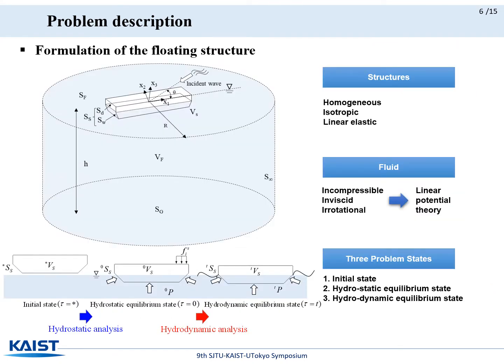Let me explain the problem description and assumptions. The left figure shows the problem description considered in this study. It is assumed that the floating structure has a homogeneous, isotropic, and linear elastic material, and the fluid flow is incompressible, inviscid, and irrotational. Thus, the potential flow theory can be used. Also, all the waves are gravity waves with a zero atmospheric pressure assumption, and the surface tension effect is ignored.